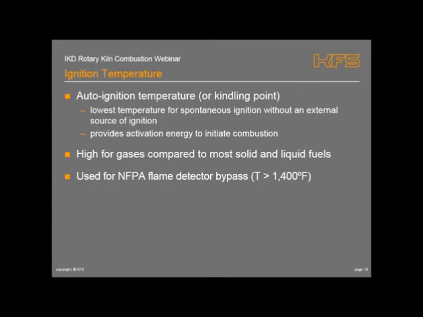Further definitions: auto-ignition temperature, or sometimes referred to as the kindling point, is the lowest temperature where spontaneous ignition will take place. So this is a situation where you have fuel and air in a place somewhere, and it's hot enough that it just ignites without a spark, sunlight, whatever. It just takes off. That's called the auto-ignition temperature, and it's basically provided with the sufficient activation energy to initiate combustion. It's relatively high for gases compared to solid fuels and liquids, and it is used, and some of you may be using it already, within the NFPA flame detector bypass, which allows proving, which says that if the temperature is over 1400 degrees F detected within the kiln, you don't need flame detectors. It's assumed to be combusting because it's so hot, it's above the auto-ignition temperature. And this can be very helpful in operations where you have a very dusty environment.